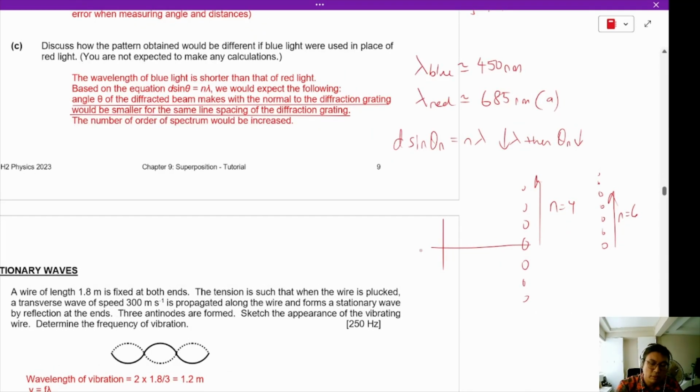So probably we wouldn't say the maximum number of order of spectrums, but rather the maximum order of maxima would be increased. We didn't use the word spectrum here because we only use a single color light. Spectrum refers to a rainbow. We did not use multicolored light, we only use a monochromatic light source.